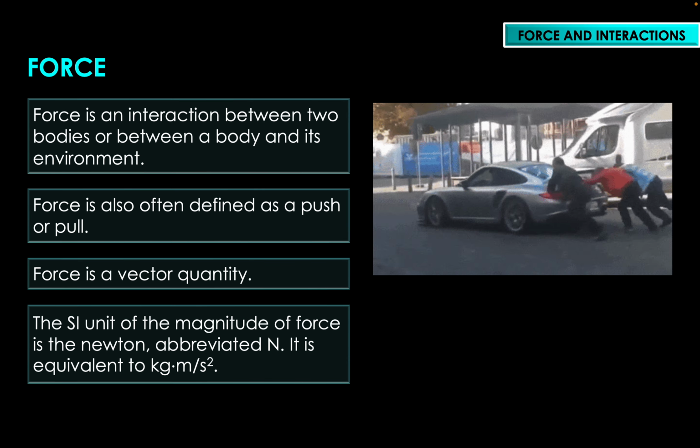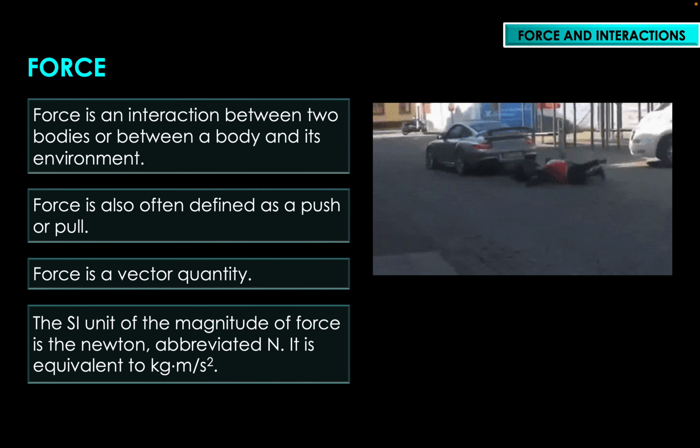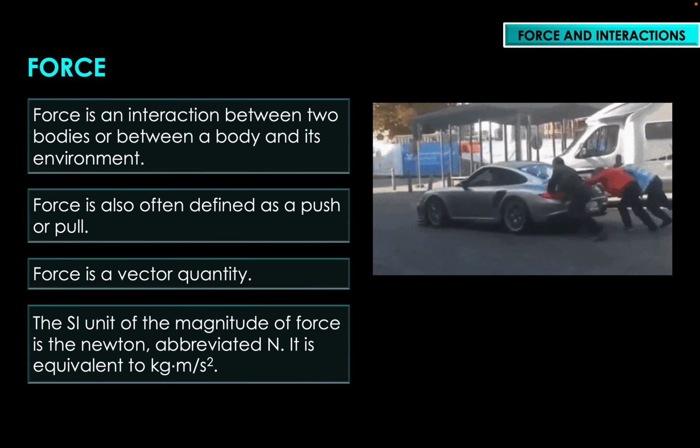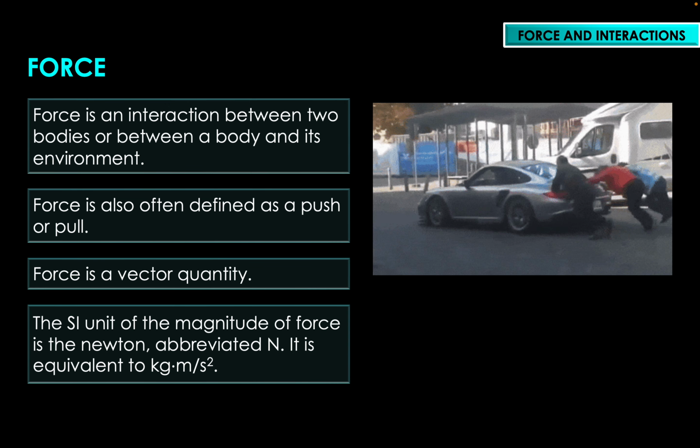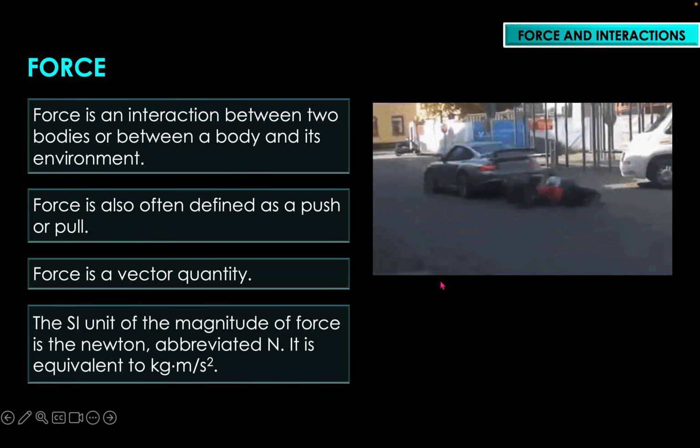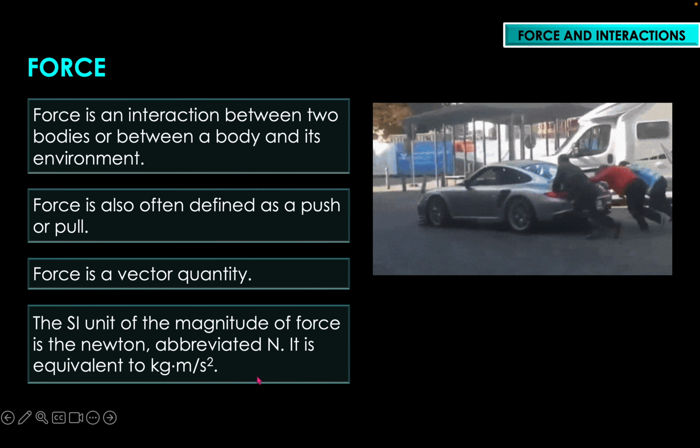And then for the units, please take note of this. The SI unit of the magnitude of force is the Newton, named after Isaac Newton. And then the abbreviation is capital letter N. Also remember that 1 Newton is equivalent to kilogram meters per second squared.